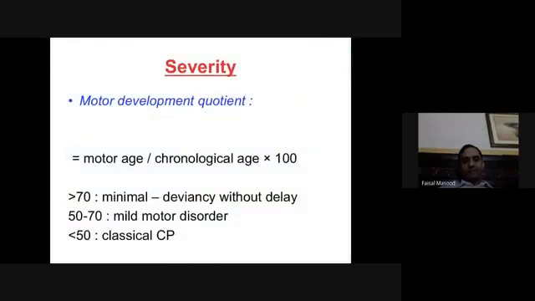For severity of motor development, motor age divided by chronological age into 100. If the score is more than 70, minimal. 50 to 70, mild motor disorder. Less than 50, classical CP. And for motor age, you check certain reflexes which are present in neonatal life, and then you see the motor skills.